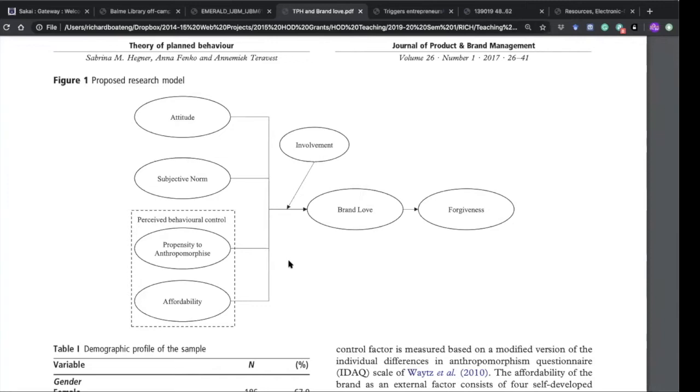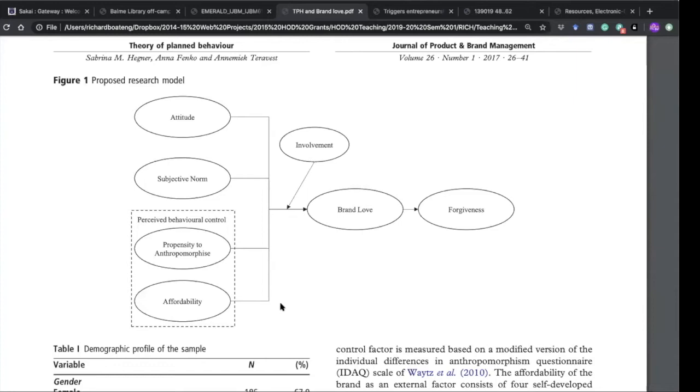So when we apply it, we now come to the conceptual level where we are conceptualizing relationships based on a theory. Our research framework is saying that when you take the theory of planned behavior and add it to the brand love concept and brand forgiveness concept, this is what you get: a conceptual model for studying brand love and brand forgiveness. Good. This conceptual model is inspired by that theory and a review of the concepts called brand love and brand forgiveness. Are we okay?